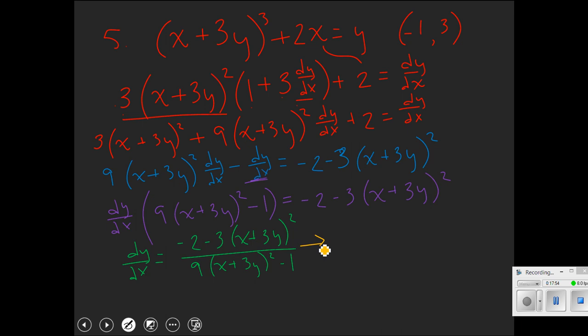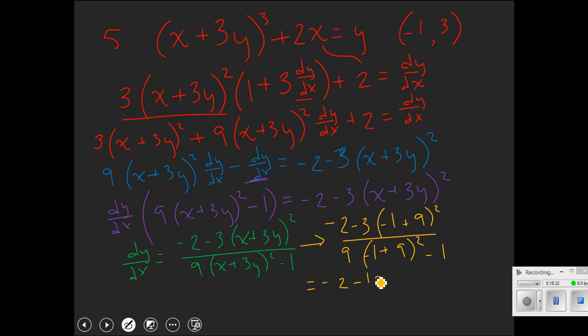So we're going to have negative 2 minus 3. x is negative 1, y is 3, so I'm going to go ahead and multiply that and get 9. That's squared. Over 9 times, x again is negative 1, plus 9, same deal, squared minus 1. And then we just simplify that. So we're going to have negative 2, negative 1 plus 9 is going to be 8. 8 squared is 64. And then 64 times 3 is 192.